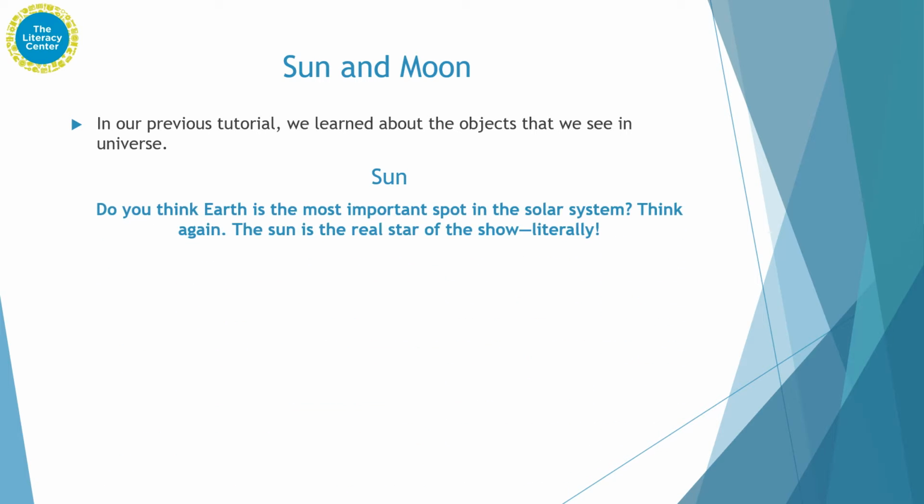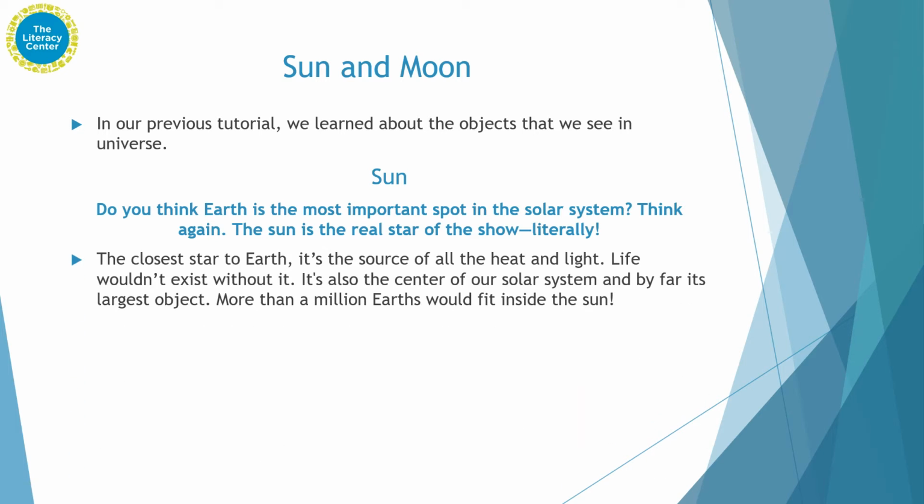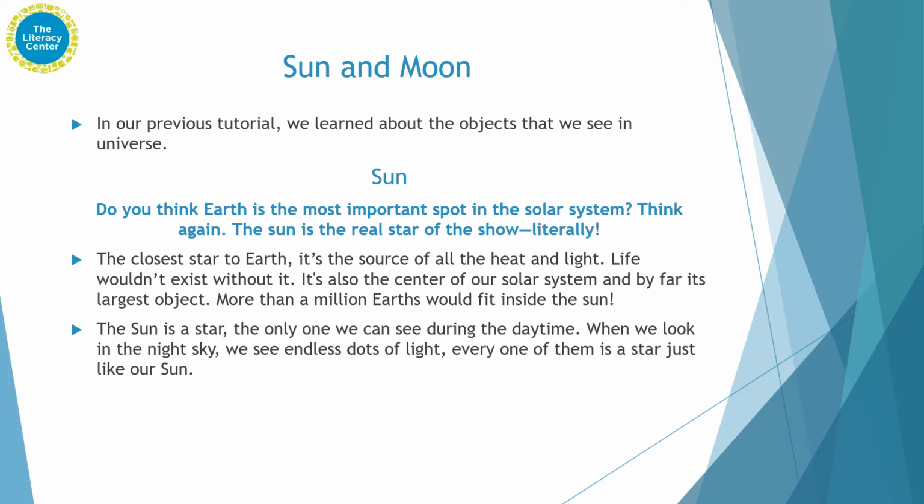Do you think Earth is the most important spot in the solar system? Well, think again. The Sun is the real star of the show, literally. The closest star to Earth, it's the source of all the heat and light. Life wouldn't exist without it. It's also the center of our solar system and by far its largest object. More than 1 million Earths would fit inside the Sun. The Sun is a star, the only one we can see during the daytime.